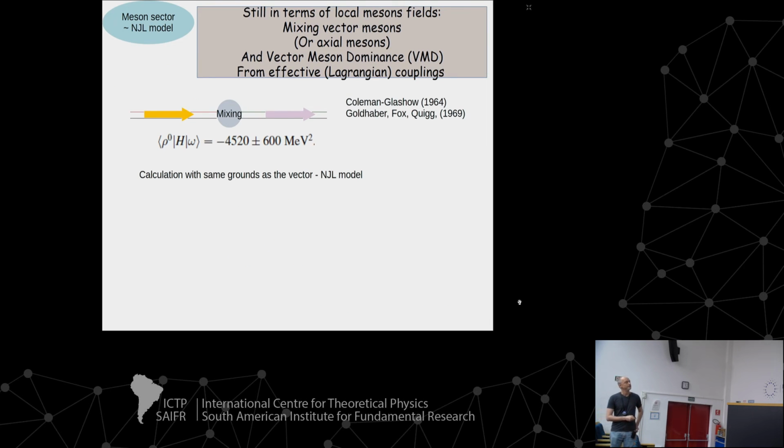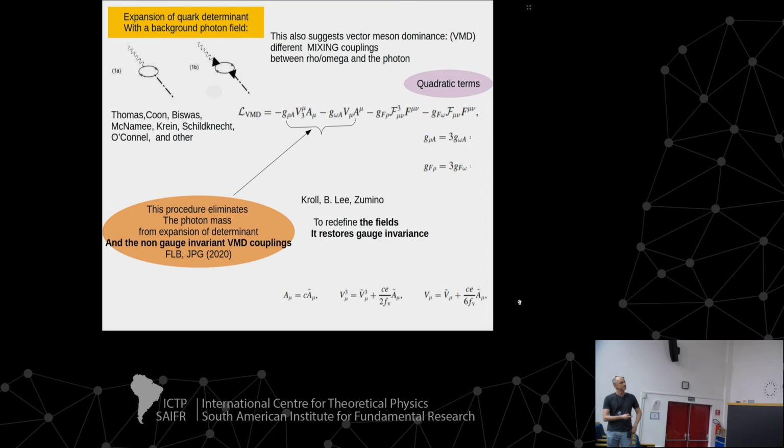So the last thing I would like to talk about is the vector meson sector. There is a mixing between the neutral rho meson and the omega meson that has been studied since the 60s by many people. It has some role in several reactions, and I extracted some estimation for this mixing and its correction due to the weak magnetic field.